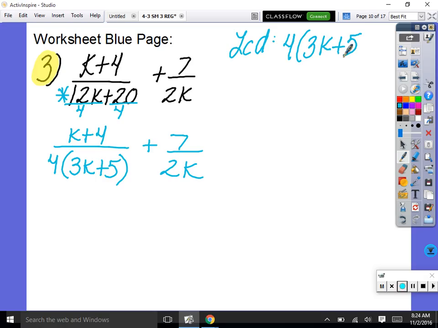Does everybody understand that? Now let's look at this denominator, 2. Doesn't 4 already contain a 2? So we don't need to put another 2 in there. Does everybody understand? But we need a K. We definitely need a K. So I'm going to write it as 4K, because we need a K, and then 3K plus 5. This is our least common denominator.